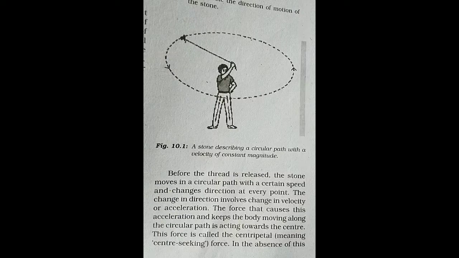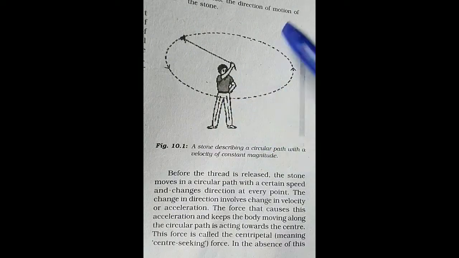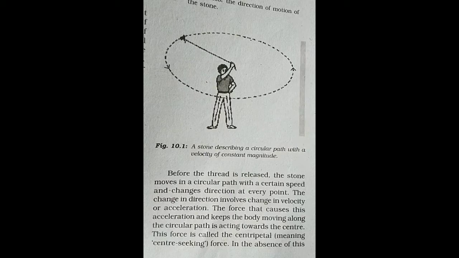This can be explained from this simple diagram in which a stone is being revolved around. As it revolves in a circular path, it changes its direction at every instant, or we can say that its velocity and acceleration keep on changing at every point. So here lies the force which keeps the stone center seeking, and that force is called centripetal force.